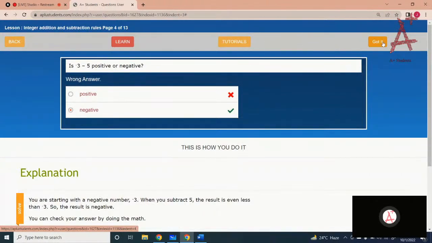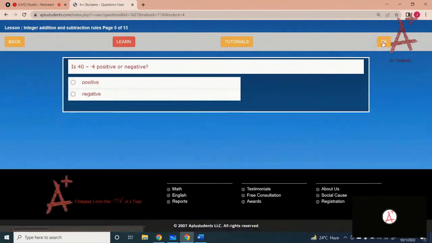Negative 5 subtract 5. So you're subtracting negative 3 and negative 5. So both the numbers have negative signs. The answer is negative. Got it?